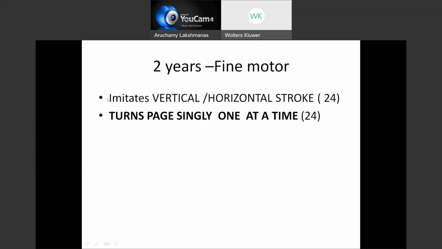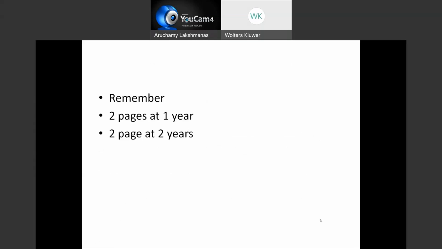And fine motor: imitates vertical and horizontal strokes, and turns pages singly, one at a time. See, remember that, 1 year and 2 years. At 1 year, 2 pages at a time, but at 2 years, 1 page at a time. So it's 1 page at a time. Just reverse.